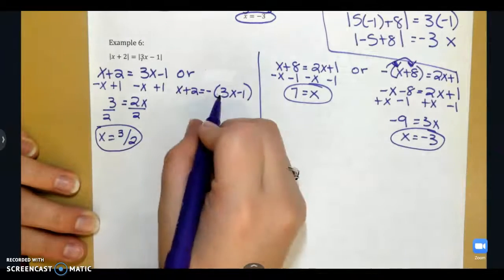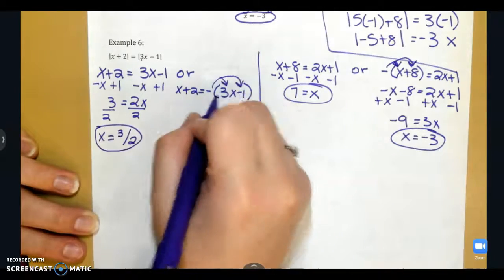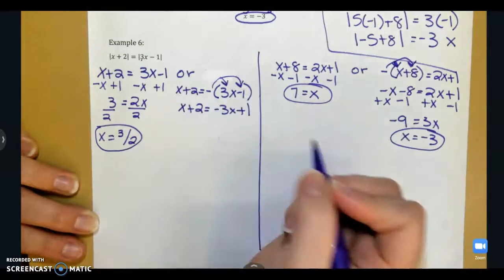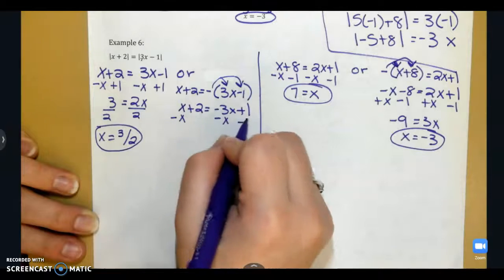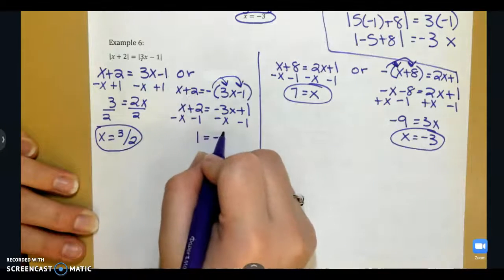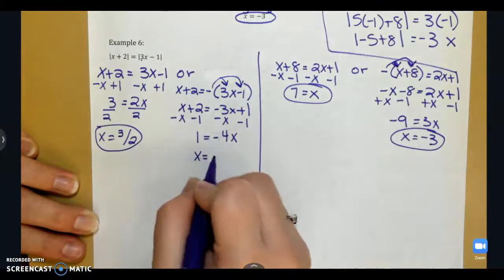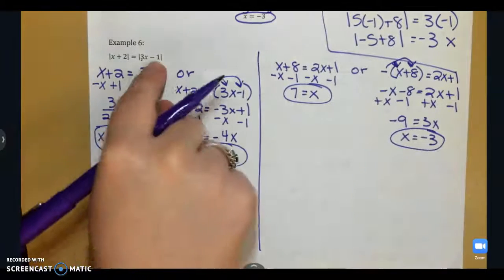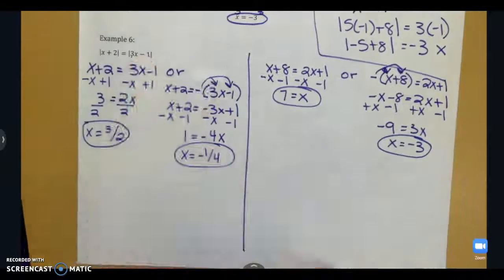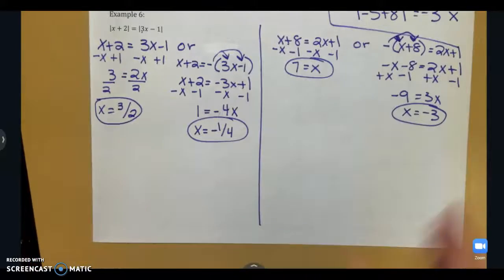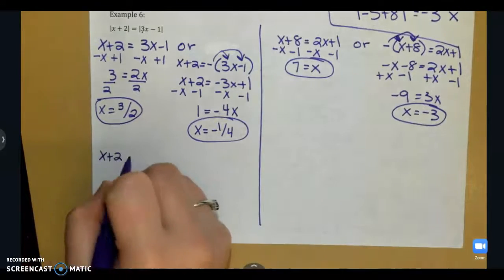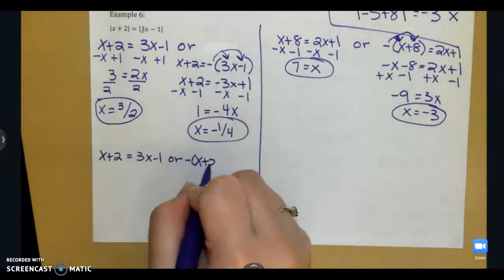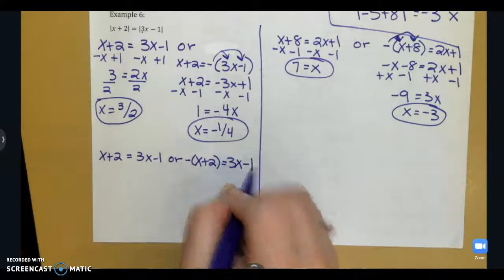Then if x plus 2 equals the negative of 3x minus 1, using those parentheses, distributing the negative, get all my x's on one side, and I get that x is negative 1/4. So that was taking the positive and the negative of 3x minus 1. We also could do the positive and the negative of x plus 2. So let's do that again, just to reiterate that you can do it either way. Making sure we're using those parentheses to distribute the negative.